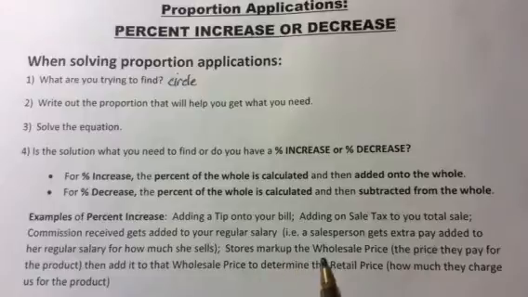And then store markups. Stores buy the products themselves, and so they get them at the wholesale price. And then the price that we pay, that's the price they pay. And then they mark it up a certain percentage, then they add it to the wholesale price to determine the retail price, how much they're going to charge us.